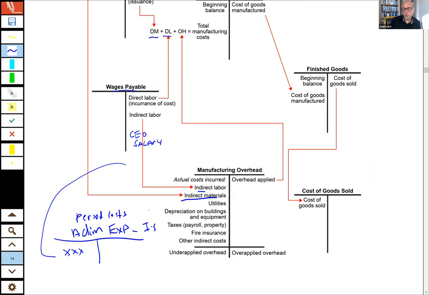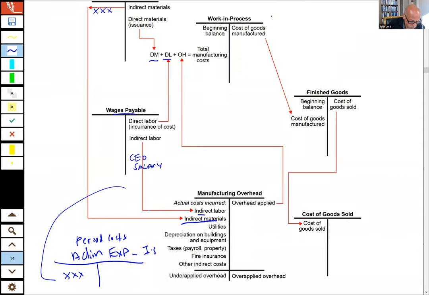Okay, I'm just pointing out that you could get a question where they're talking about the wages payable and they talk about the CEO salary being part of that, trying to trick you into thinking that that needs to go to work in process. That is a period expense, right? Goes straight to the income statement. Okay, good. So we've got our direct material.